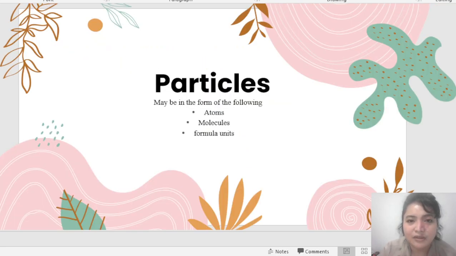Now, when we talk about the particles or the number of objects that are being measured by Avogadro's number, this pertains to the atoms, molecules, and the formula units. Atoms are the simplest elements. And when we talk about the molecules, these are mostly covalent bonds, and the formula units are mostly ionic bonds.